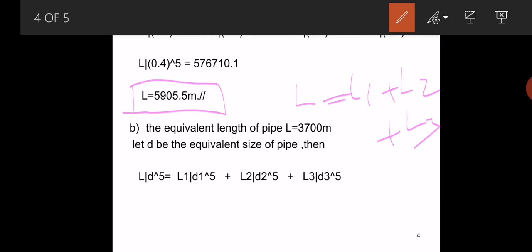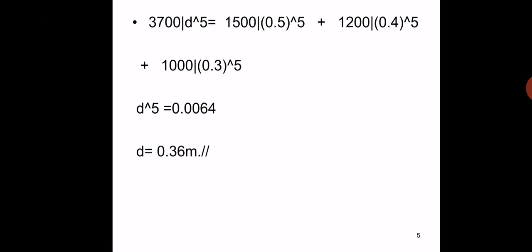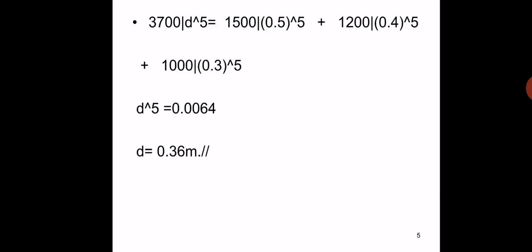Here let D be the equivalent size of the pipe, then the equation becomes L by D to the power 5 is equal to L1 by D1 to the power 5 plus L2 by D2 to the power 5 plus L3 by D3 to the power 5. We substitute the above values in this formula, and we get the D value as 0.36 meters. These problems are very important for semester exams. Thank you everyone.